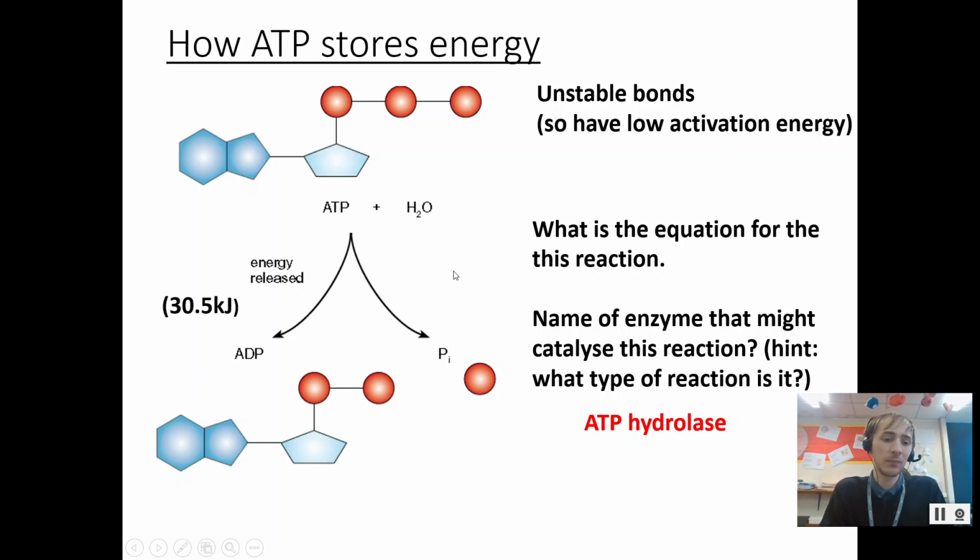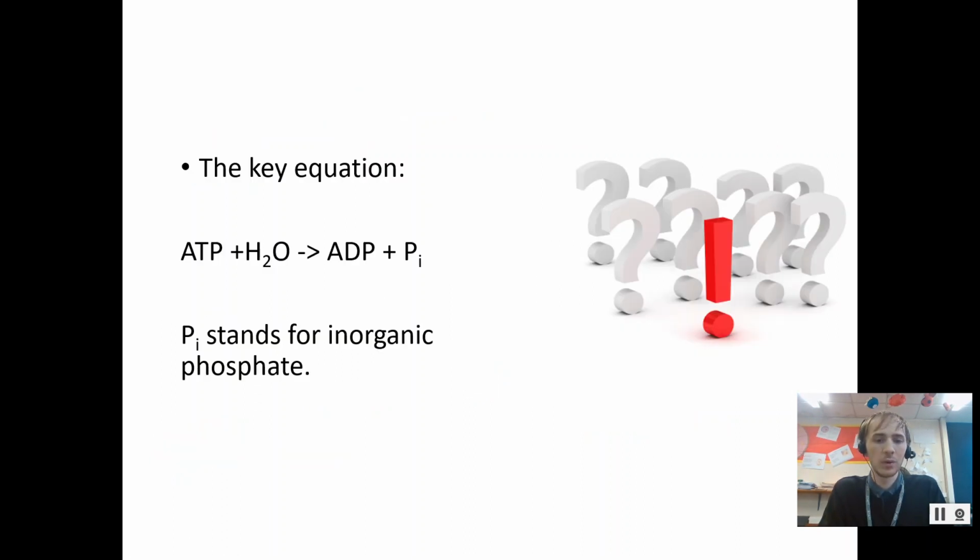Now, that will release something along the lines of 30.5 kilojoules of energy, which is actually a fair amount for such a small molecule. Now, there's your key equation. ATP and water goes to ADP and inorganic phosphate.